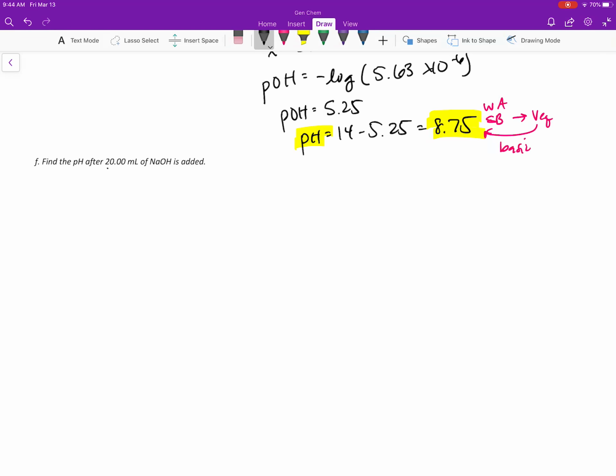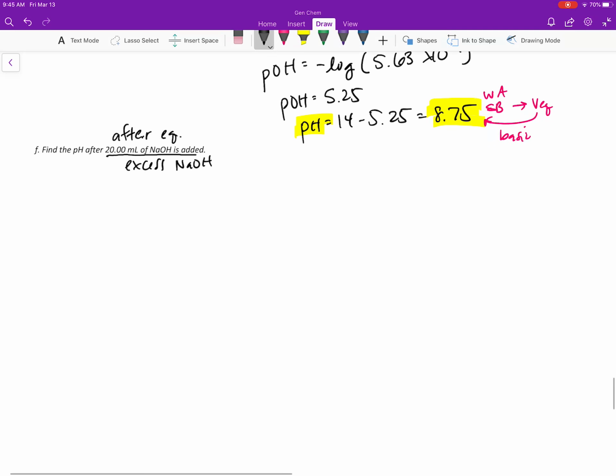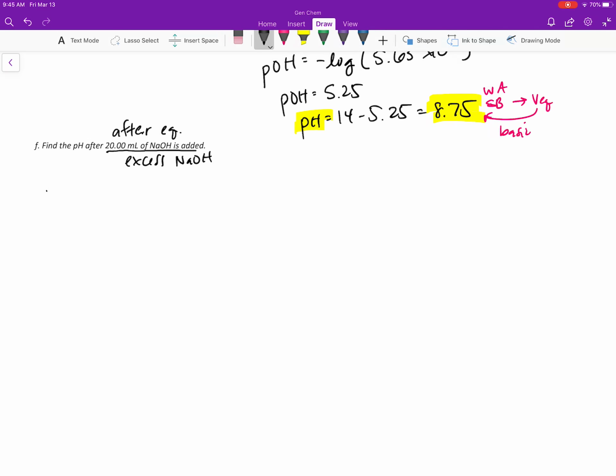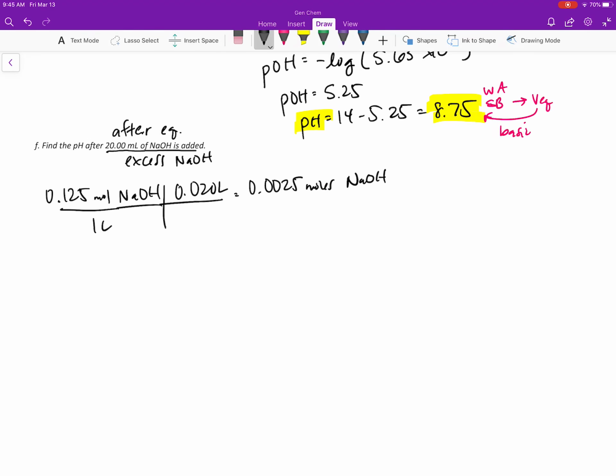So now we're going to find the pH after 20 milliliters of NaOH is added. This is after the equivalence point. So at this point, it's an excess base problem. So we're going to treat it very similar to what we did at the end of the strong, which is at this point I've added 20 milliliters of NaOH. And I only started with 0.0021 moles of acetic acid. Okay, so it's an excess by a very small amount.